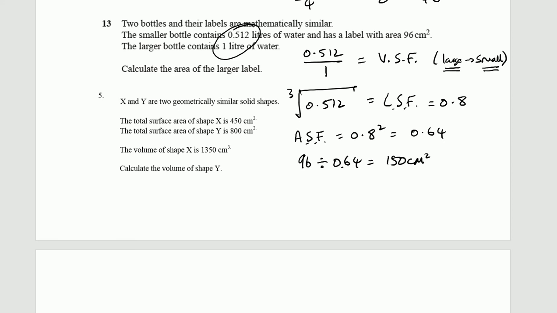Just be very careful to imagine whether we're going from small to large or large to small. It's either going to be a multiplication or a division, and if your answer clearly doesn't make sense, you picked the wrong one, and it's a simple matter to do it the other way around.